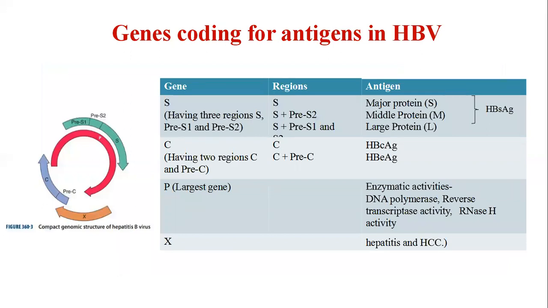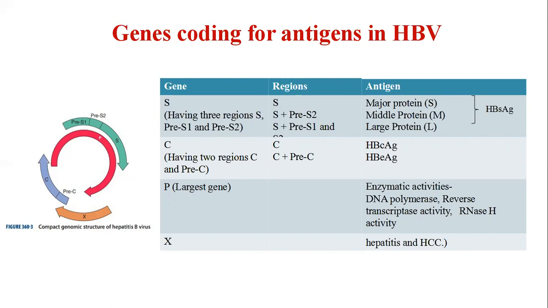The S gene has 3 different regions: pre-S1, pre-S2, and S. These 3 different regions of the S gene synthesize the antigens, that is the major antigen S, middle protein M, and large protein L. And all these 3 proteins govern the surface antigen protein, that is HBsAg.